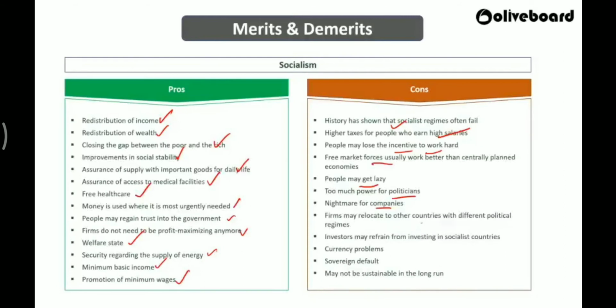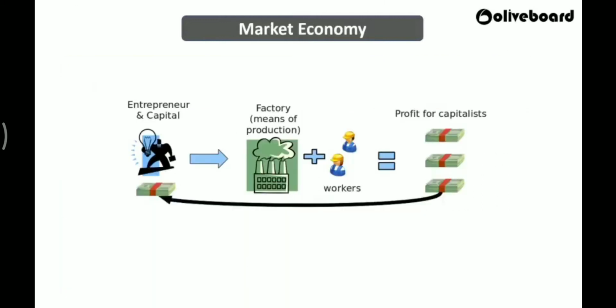Firms may relocate to other countries with different political regimes. Investors may refrain from investing in socialistic countries. Yes, currency problems will be there. Sovereign default, and it may not be sustainable in the long run. So these are all the demerits of socialism. All right. Now I'm going to the market economy.